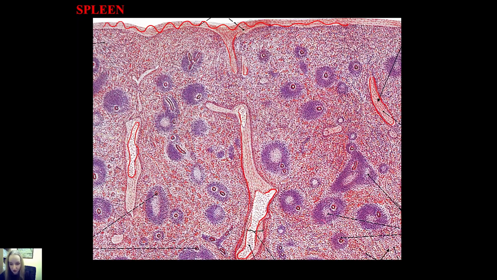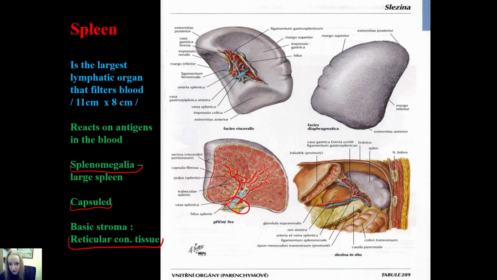So I want to go back here in this picture because you should be able to tell that the lienal artery is from the celiac trunk, and the vein that is going outside of the spleen is going to the portal vein and then to the liver. It's not here, but then it goes to the liver. So you should know the nutrition of the spleen here.